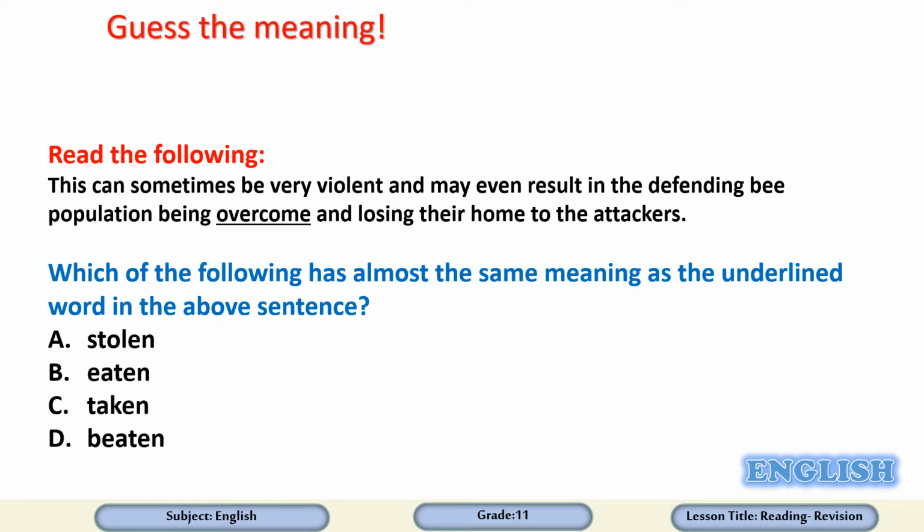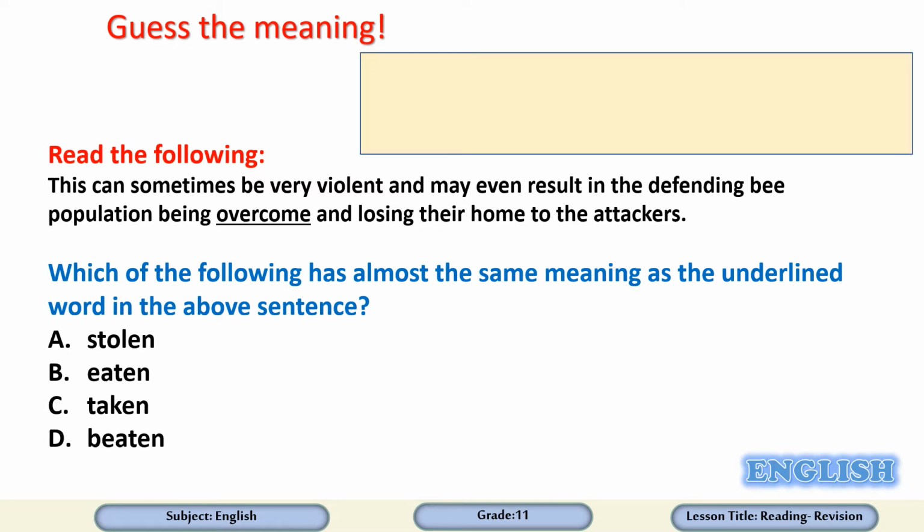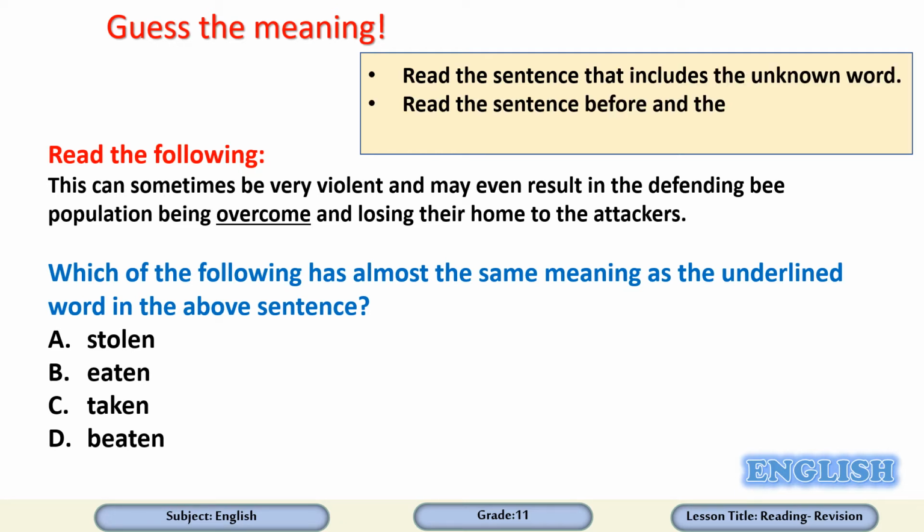Another typical task that you may find on your exams or in your readings is guess the meaning of the unknown word. For this task, what you need to do, you need to read the sentence that includes the unknown word. Then read the sentence before and the sentence after. Find a clue and make your guess.